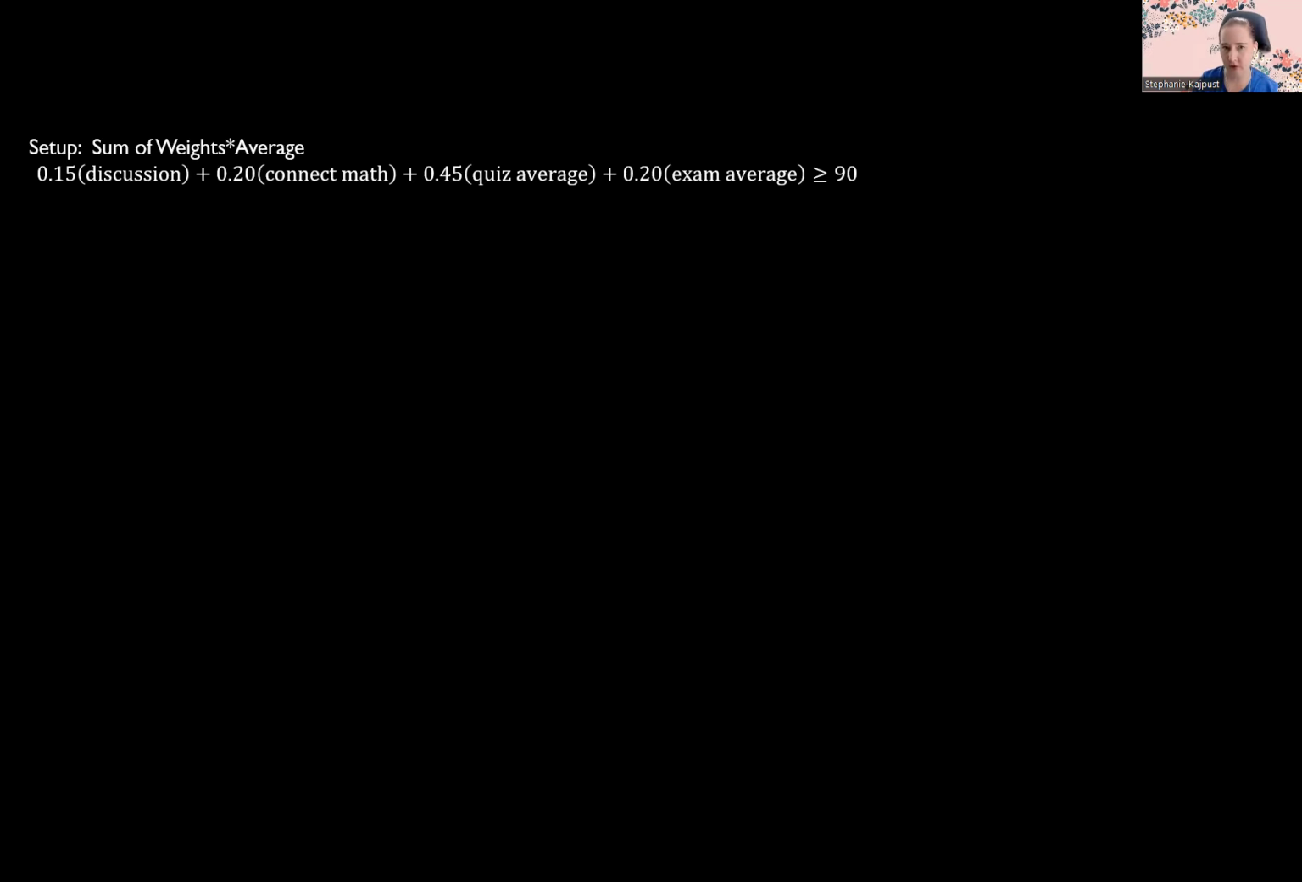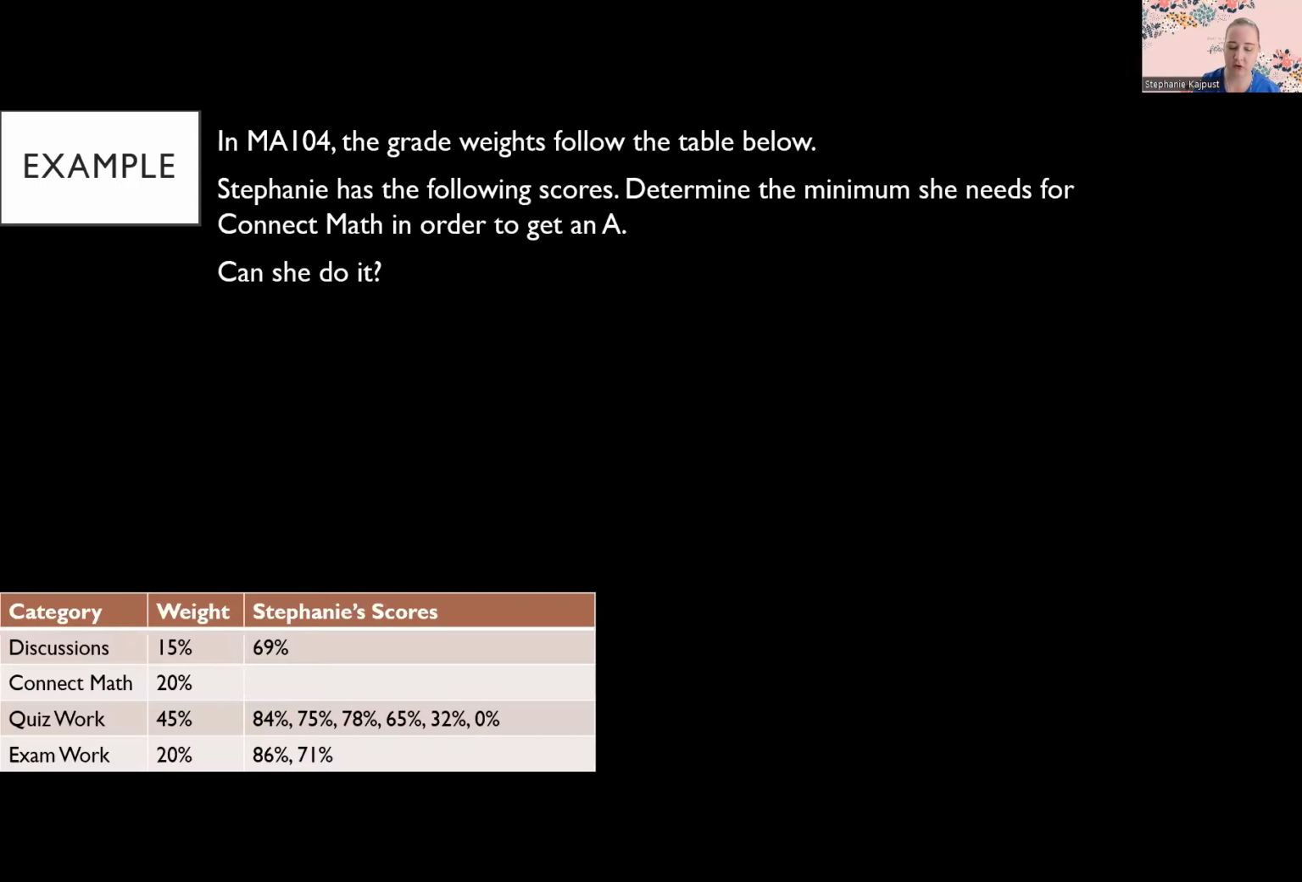So we need the averages. We already have the average of all the discussions. We're looking for the average of the Connect Math. So we need to find our average on the quizzes and the average on the exams. We're given the individual scores, and we need to find that average. So first, let's find the average quiz score.